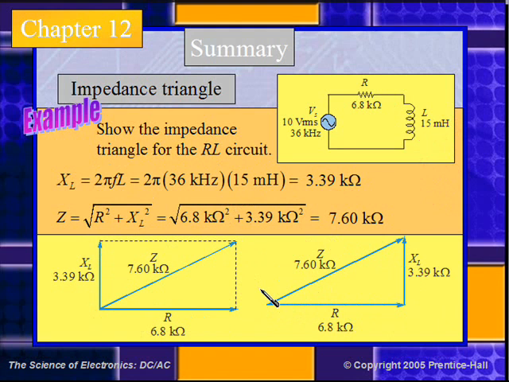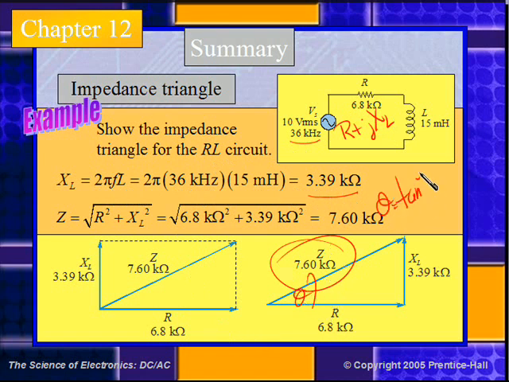For the inductor, again, a series circuit, so it's R plus jXL, and our XL is 2 times pi times frequency times inductance. Frequency is 36K. Put the numbers in, you get 3.39. So here we end up with 7.6, and again, here's our angle theta, and that's equal to the inverse tangent of X sub L divided by R.